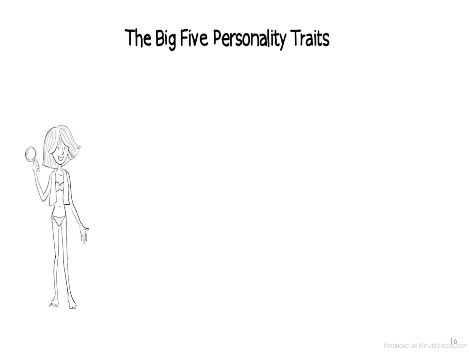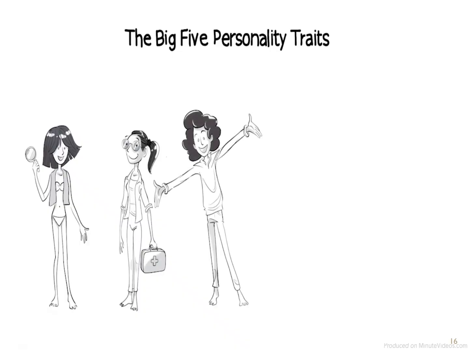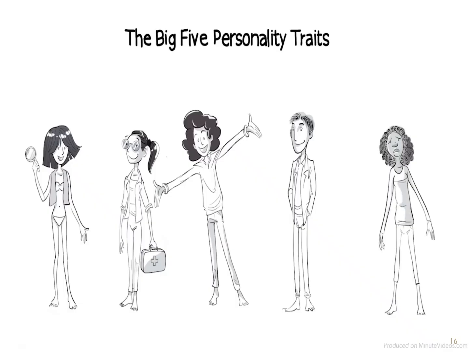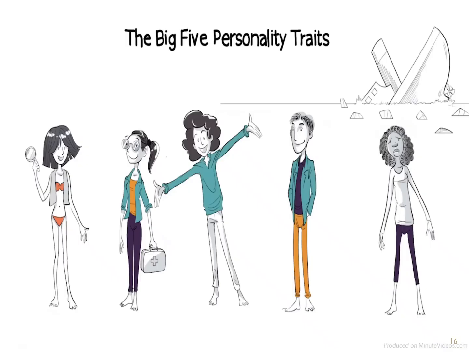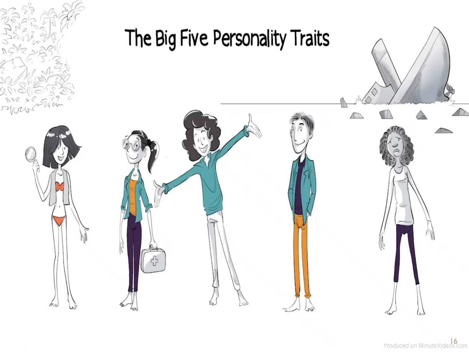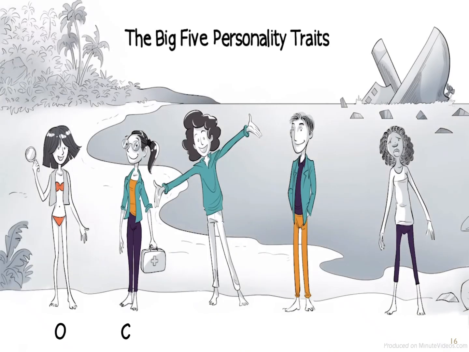The theory of the Big Five personality traits claims that we can describe ourselves with 5 main characteristics: open, conscientious, extrovert, agreeable, neurotic. Each of us varies in how much of each trait is shown in our personality. In order to understand what each trait really means, let's look at these 5 characters and how they cope after they wreck their boat and are stranded on an island in the middle of the ocean.